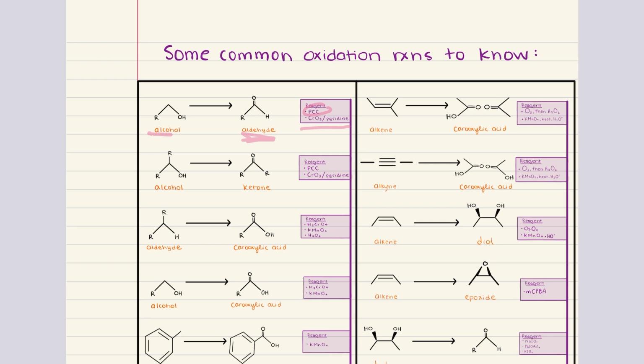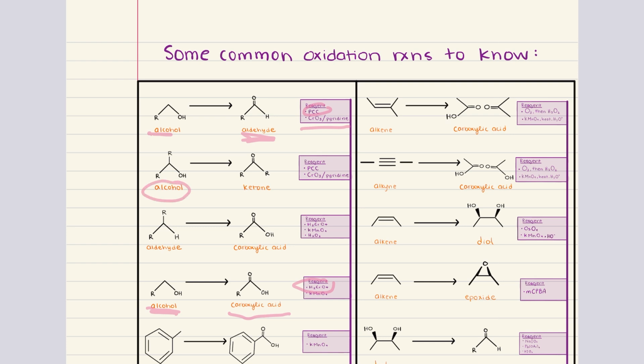However, under stronger oxidation conditions, primary alcohols can be oxidized all the way to carboxylic acids using chromic acid, potassium permanganate, or hydrogen peroxide. These strong oxidizing agents allow the oxidation to proceed fully, and it ensures that the carbonyl carbon reaches its highest oxidation state.